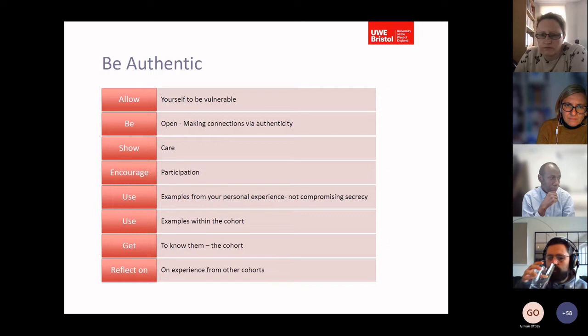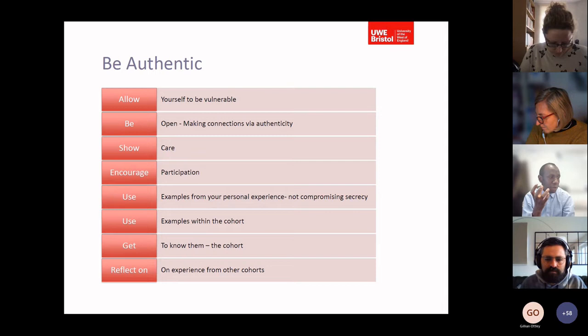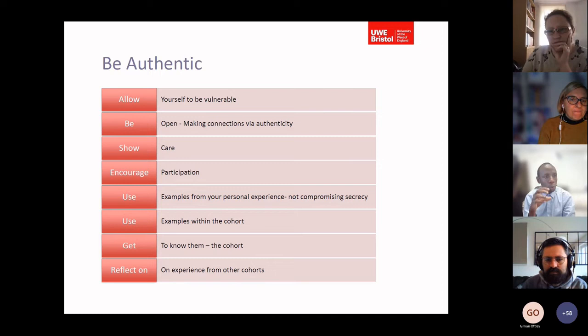If you're able to know who they are in the cohort, use an example about them, not mentioning their name in particular, but about their experience. That makes them feel connected with you as a whole. And it allows them to be more engaged with you and to be more authentic as time goes by. If you have anything from the cohort that you don't know much about, as time goes by, get to know who they are, what they are doing, and also reflect back on the experience from the last cohort that you have.